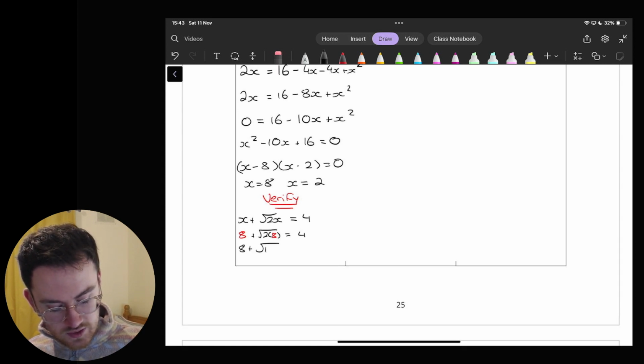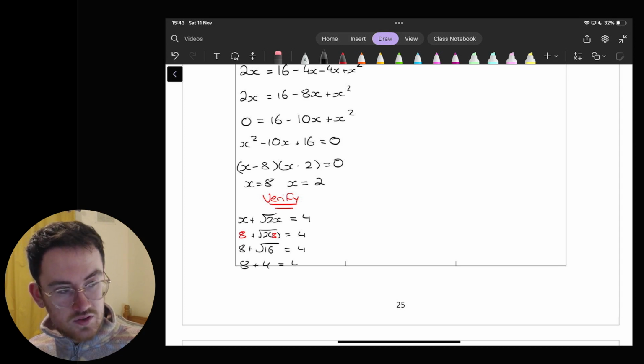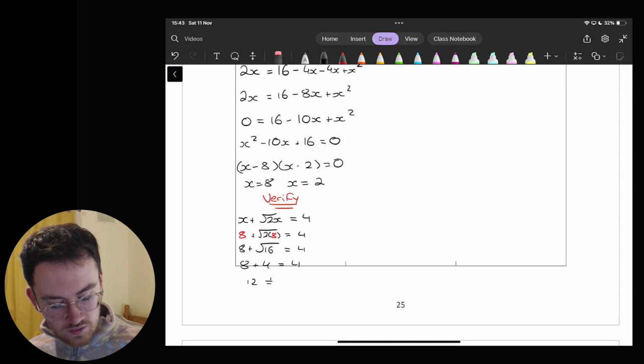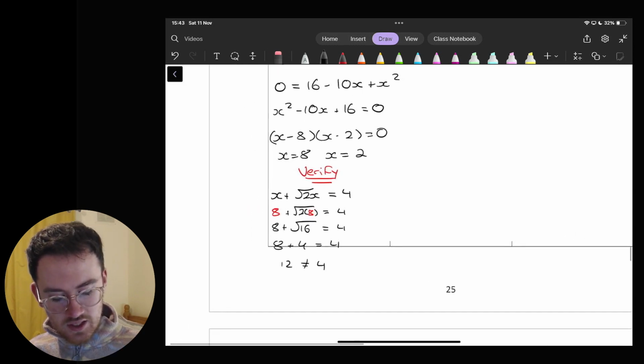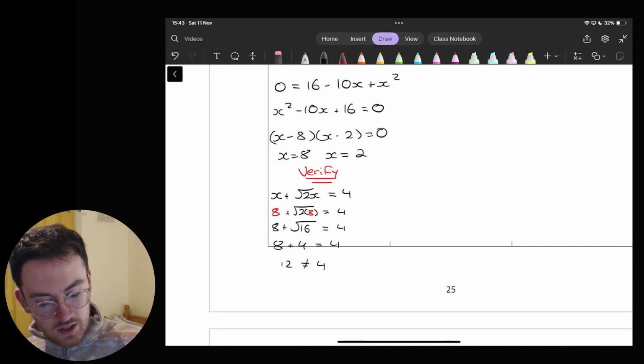8 plus root 16 equals 4. 8 plus 4 equals 4. And 12, of course, does not equal 4. Doing my second answer here, so let me see, I'm going to do that one over here. So that is for 2.